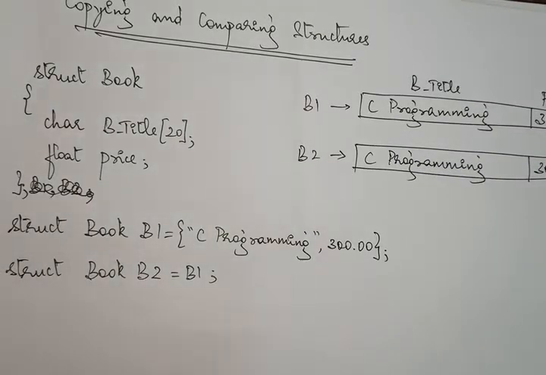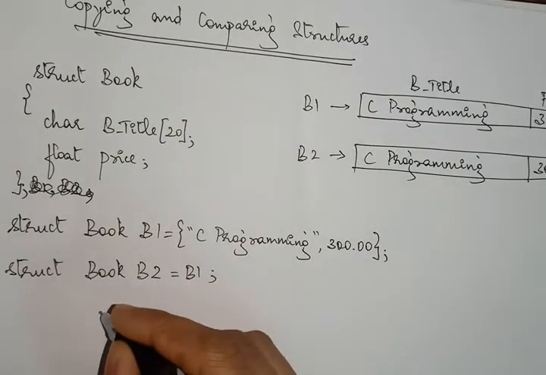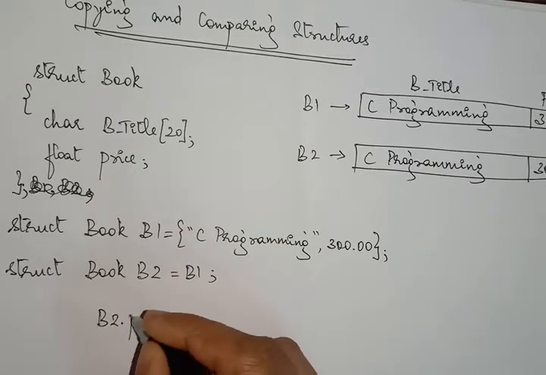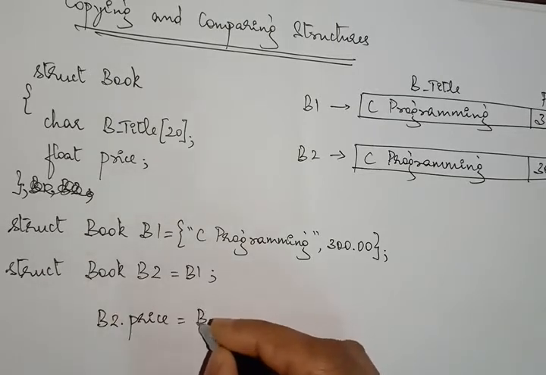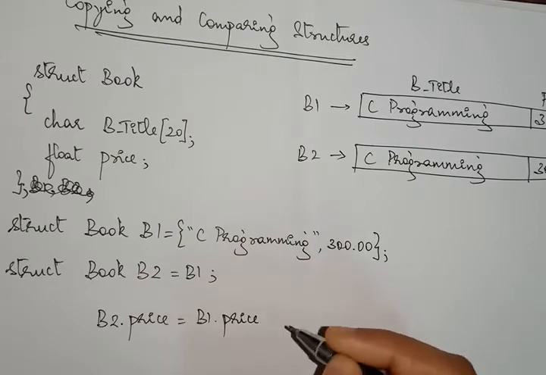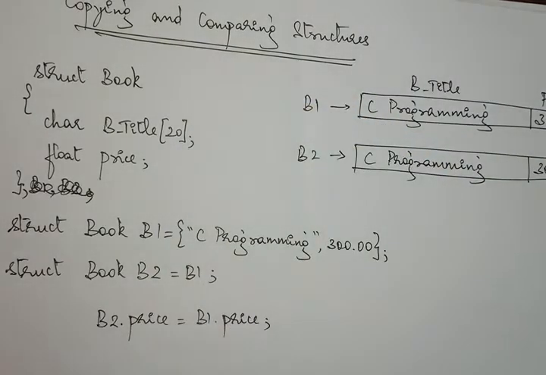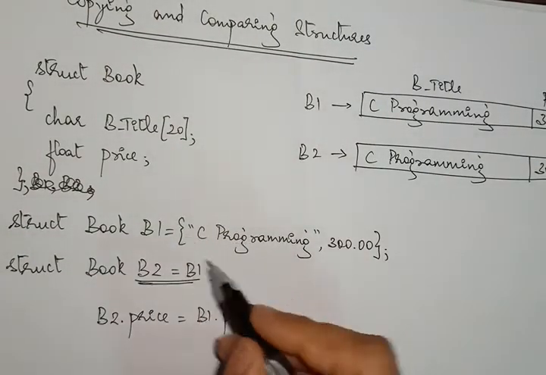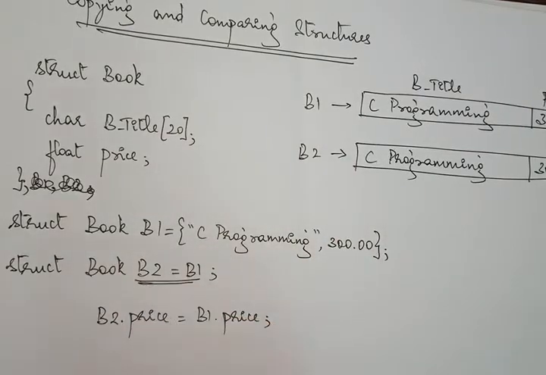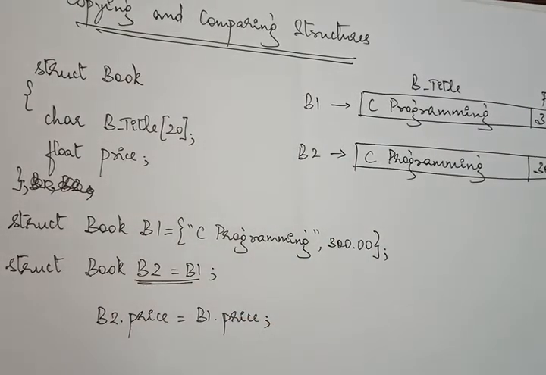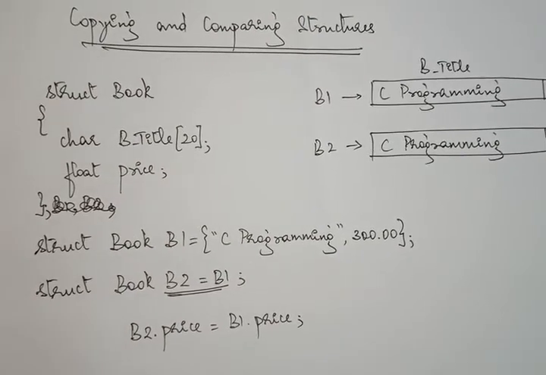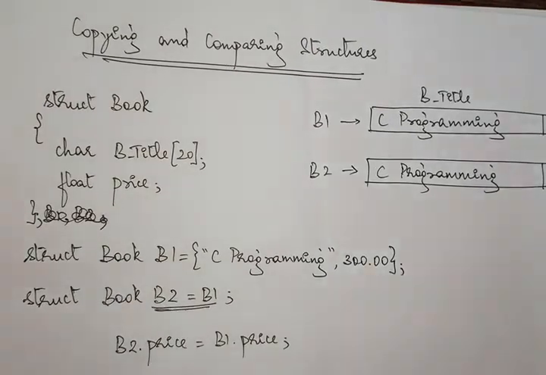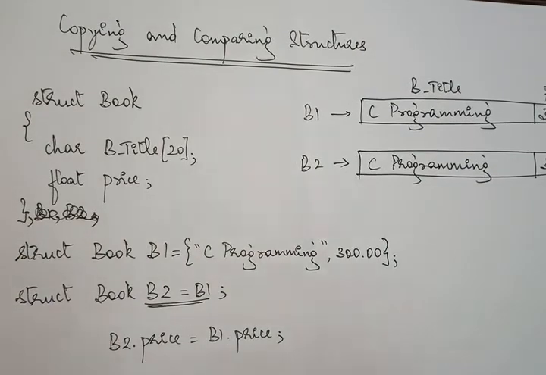If you have to copy just the title or just the price, it could be just like this: B2 dot price is equal to B1 dot price, only a few member variable values. You can copy like this, but when you do it the other way, the entire copy of B1 gets copied to B2. This is how you copy structures.